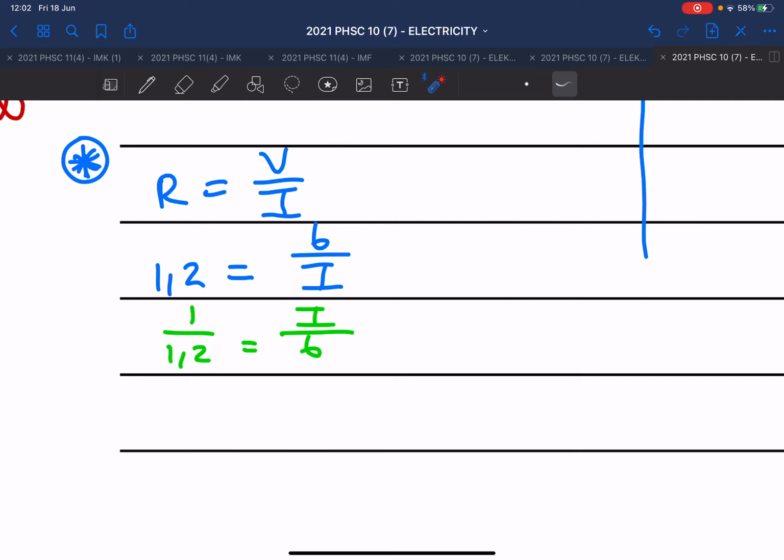The question is, we must calculate I. I is at the top, we're happy like that. But it's attached to the 6. I want to get I is equal to blah, blah, blah. How am I going to get rid of that 6? It's currently dividing. If you want to get rid of it, you must do the opposite. You times by 6. What you do on the one side, you must do on the other side.